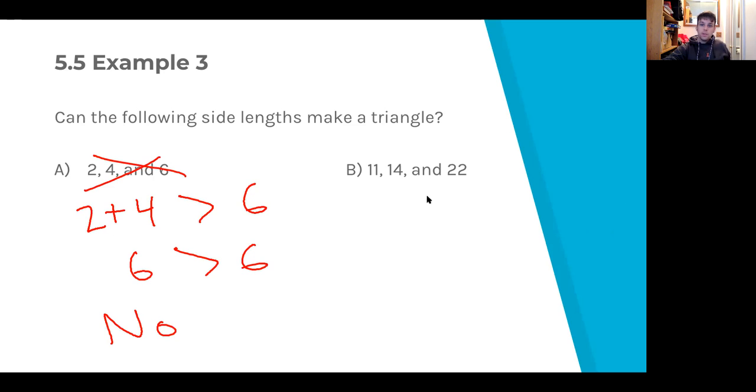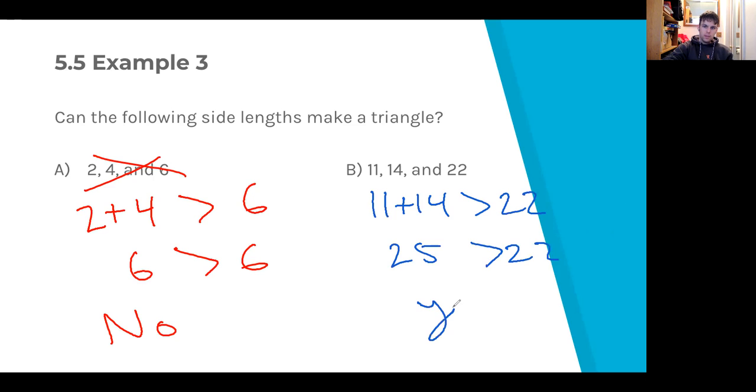However, in this next one, we can. Because 11 plus 14 is, in fact, greater than 22. Because that's 25, 22. So this one is a yes. Now, I only tested the two smallest sides compared to the biggest. That's the only one we have to test in this case, but it would work for all the others.